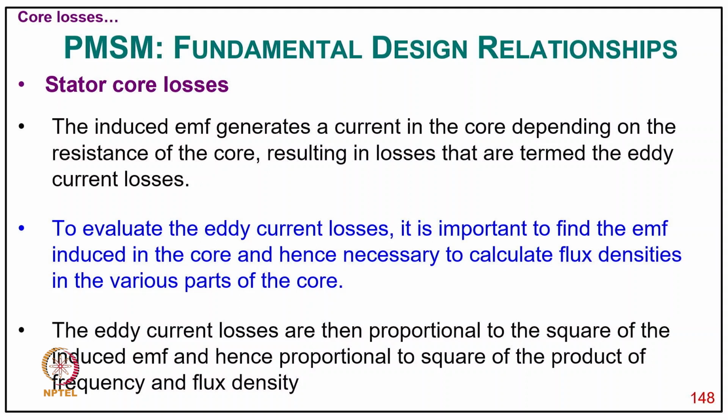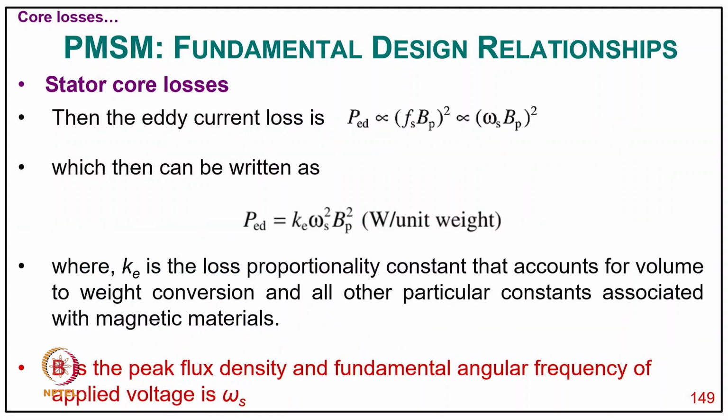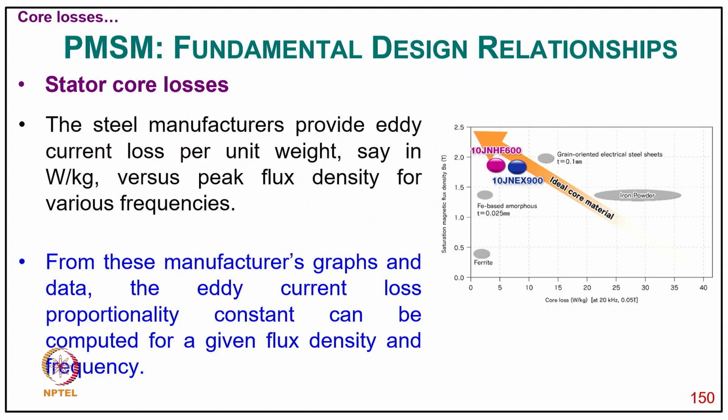So eddy current losses are also proportional to the square of the induced EMF, and hence proportional to the square of the product of frequency and flux density. Thus the eddy current loss P_ED is proportional to (f B_p)^2, proportional to (omega_s B_p)^2, which can be written as P_ED = K_E omega_s^2 B_p^2 watt per unit weight, where K_E is the loss proportionality constant that accounts for the volume to weight conversion and all the other constants associated with the magnetic material, B_p is the peak flux density, and the fundamental angular frequency of the applied voltage is omega_s.